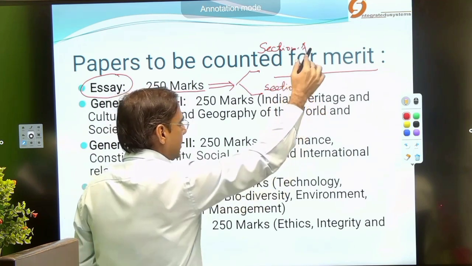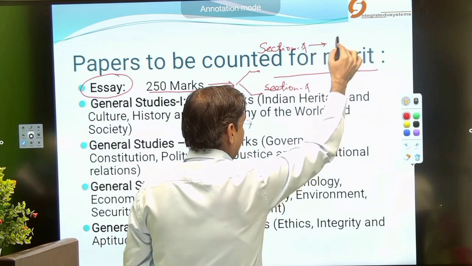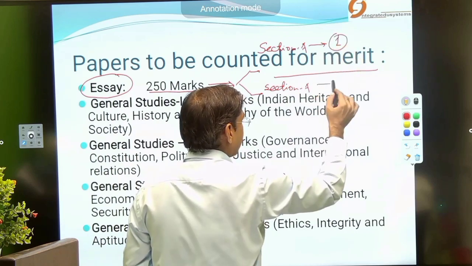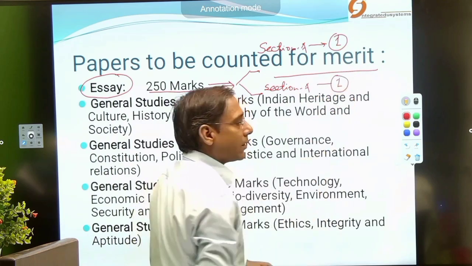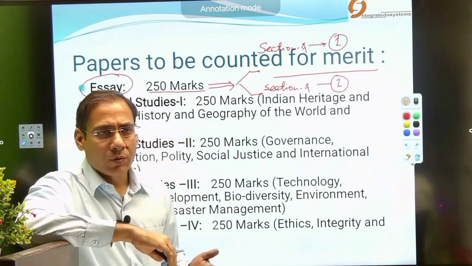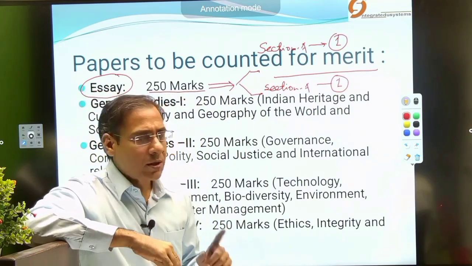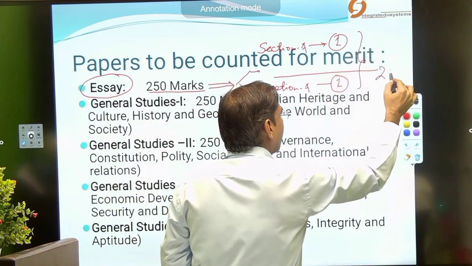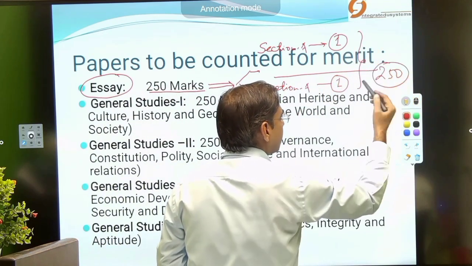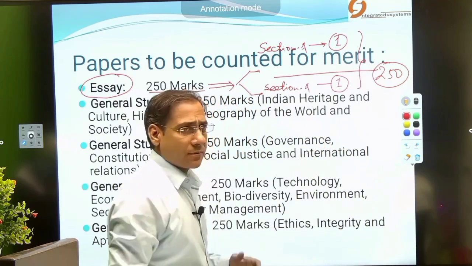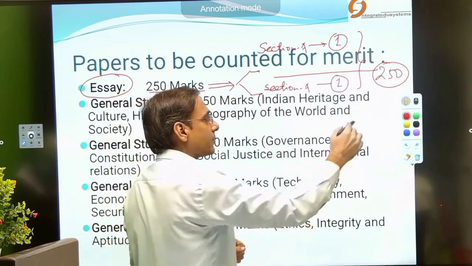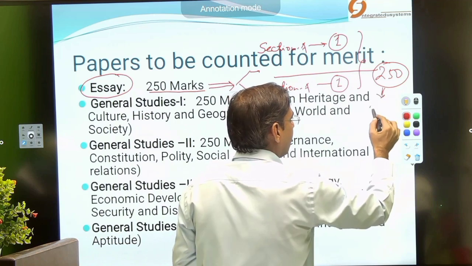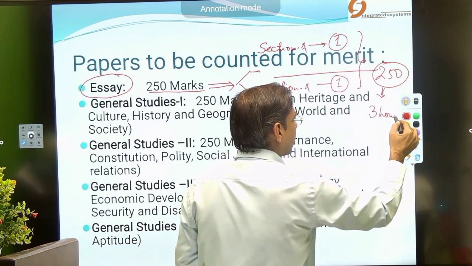From both the sections, the candidate has to write 1 essay. UPSC has given 3 or 4 essays. You have to opt for 1 essay and write it, and it is of 250 marks. In 3 hours, you have to write this paper. The time awarded is 3 hours.